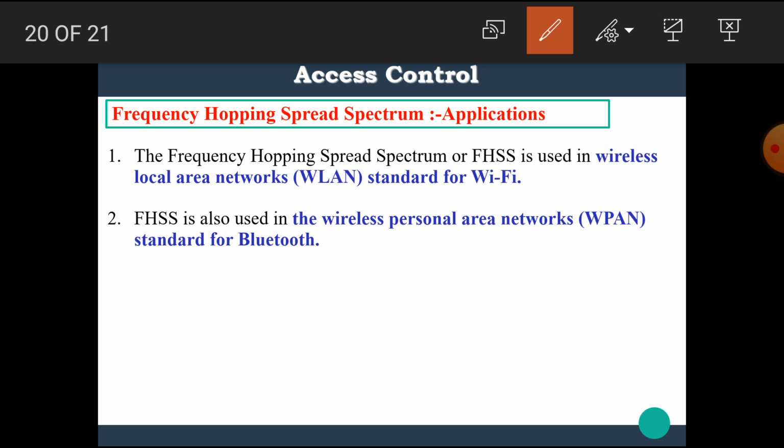Now, let's see the applications of it. The first application is that frequency hopping spread spectrum is used in wireless local area networks and the standard for Wi-Fi. The second application is that FHSS is also used in wireless personal area networks and the standard for Bluetooth.